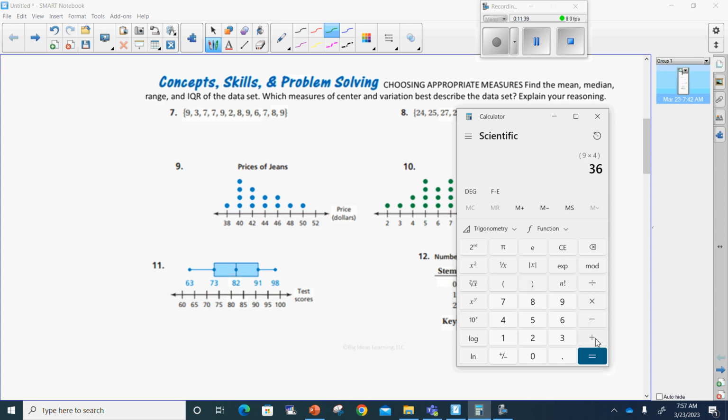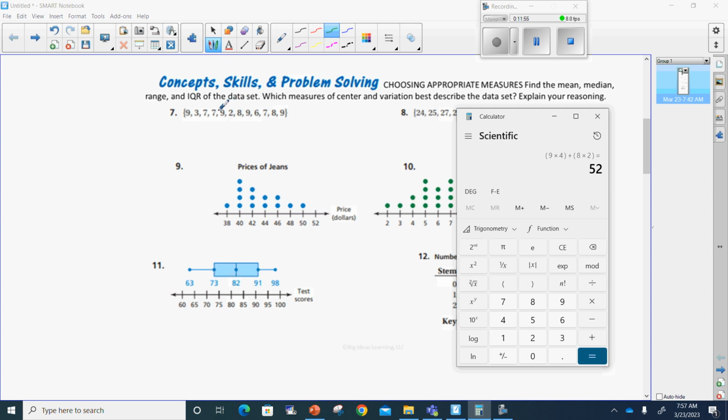That's 36. I'm going to add that to, let's count my 8s. 1, 2 8s. So I'm going to take 8 times 2, which is 16. And together that makes 52. Now I'm going to take my 7s.